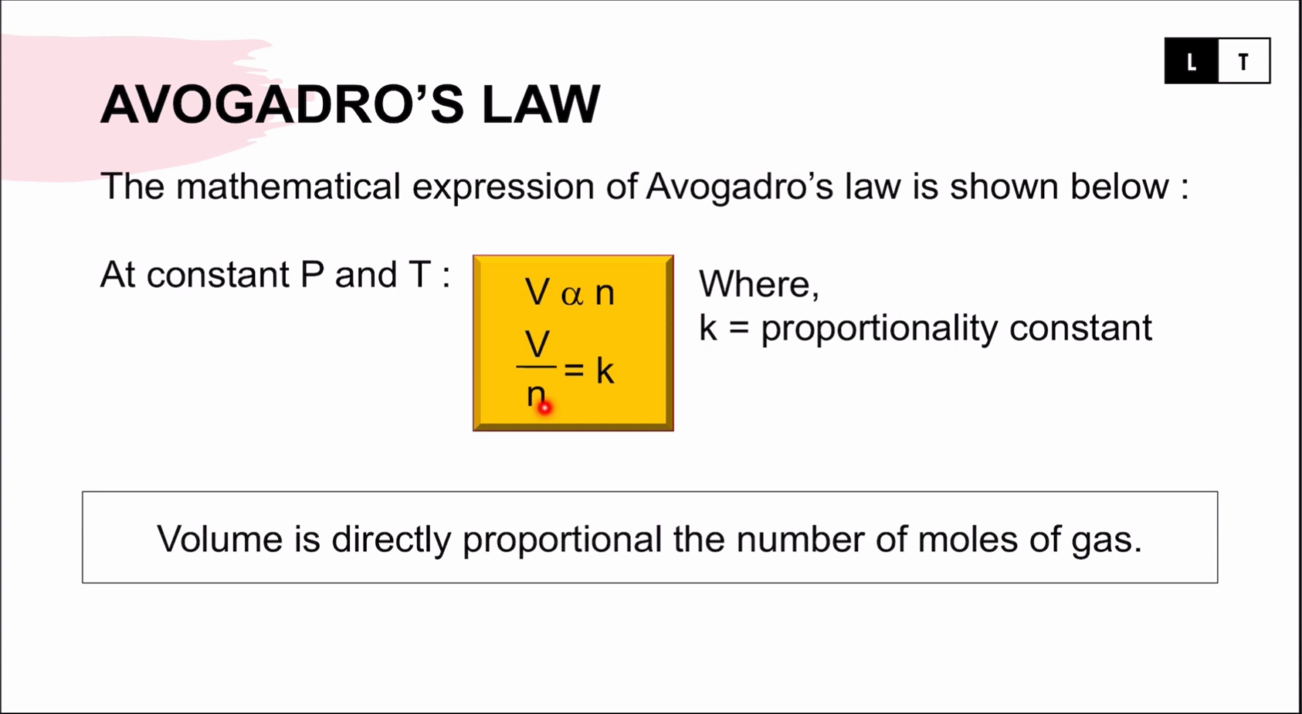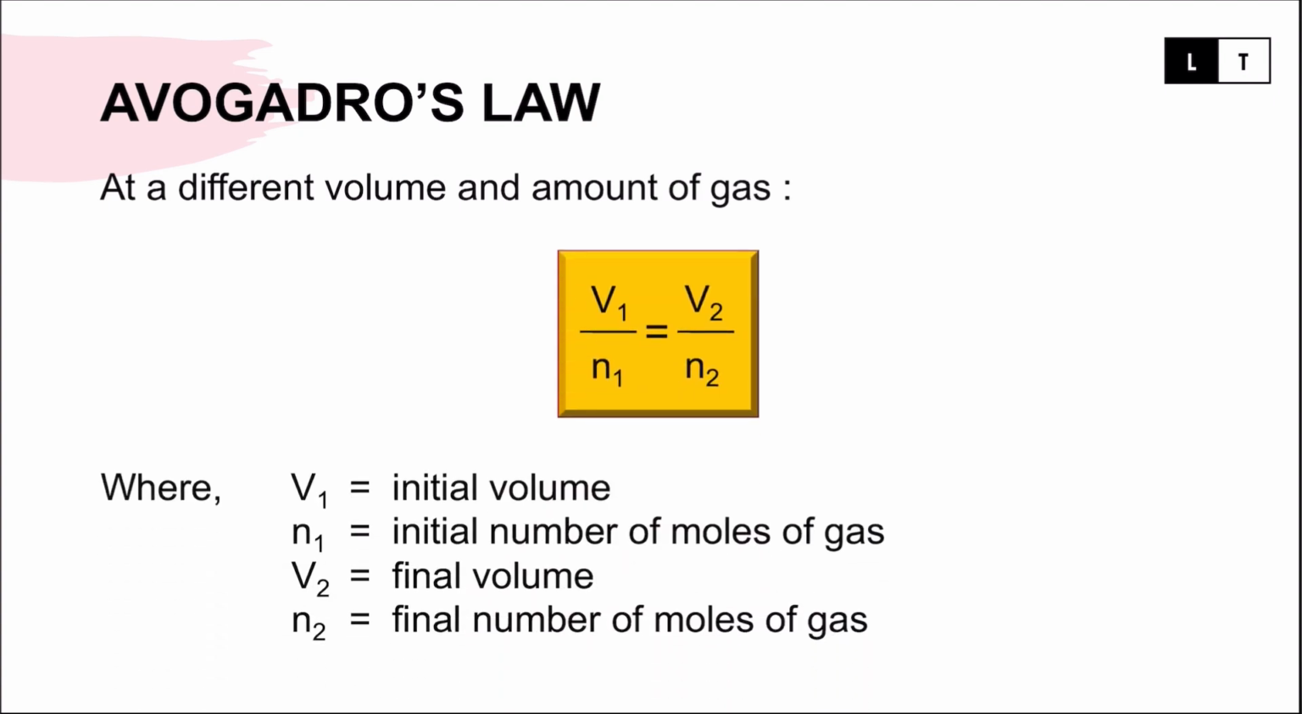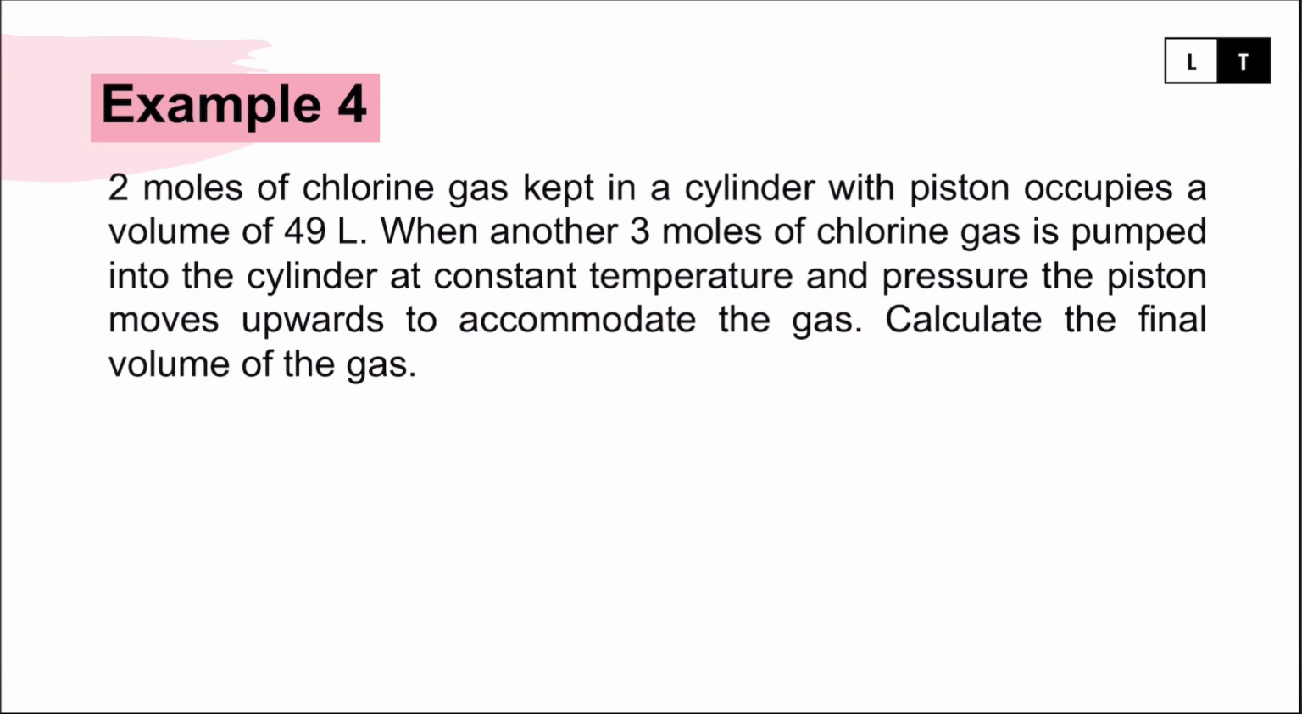So, I will get V over N equals to proportionality constant. Then, when we want to apply at different volume and amount of gas, we have V1 over N1 equals to V2 over N2. So let's try this example.